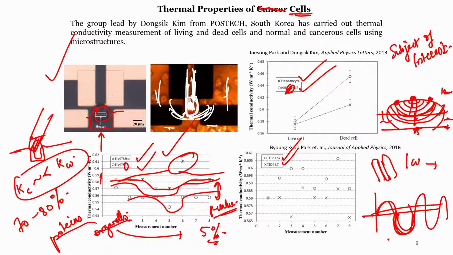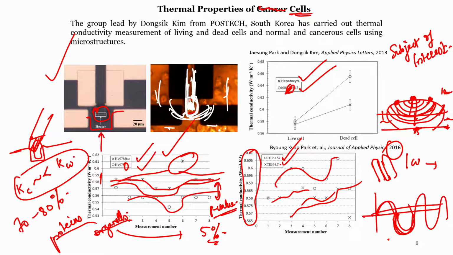Now, the same group actually published another paper in 2016, where they tried to measure two different types of cells and see how the thermal conductivities are obtained. Here also they got it roughly in the range of the thermal conductivity of water. Now, these two are interesting. This is just characterizing the thermal conductivity of a particular cell line, right. Now, what else can we do?